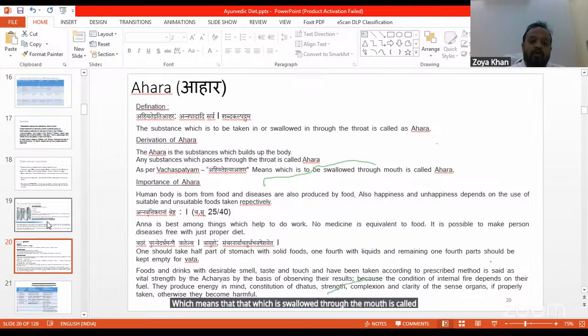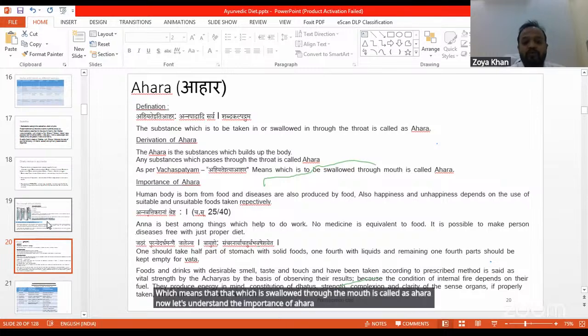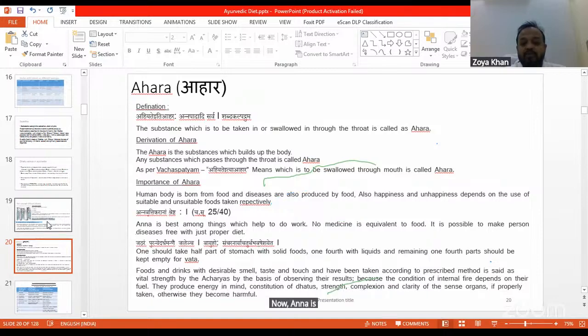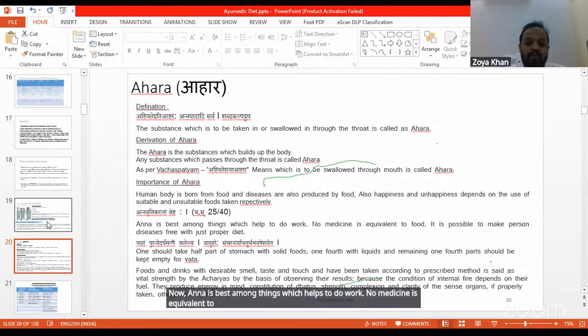Now let's understand the importance of ahara. Human body is born from food, and diseases are also produced by food. Also, happiness and unhappiness depend on the use of suitable and unsuitable foods taken respectively. Now, Anna is best among things which help to do work. No medicine is equivalent to food. It is possible to make a person disease-free with just proper diet.